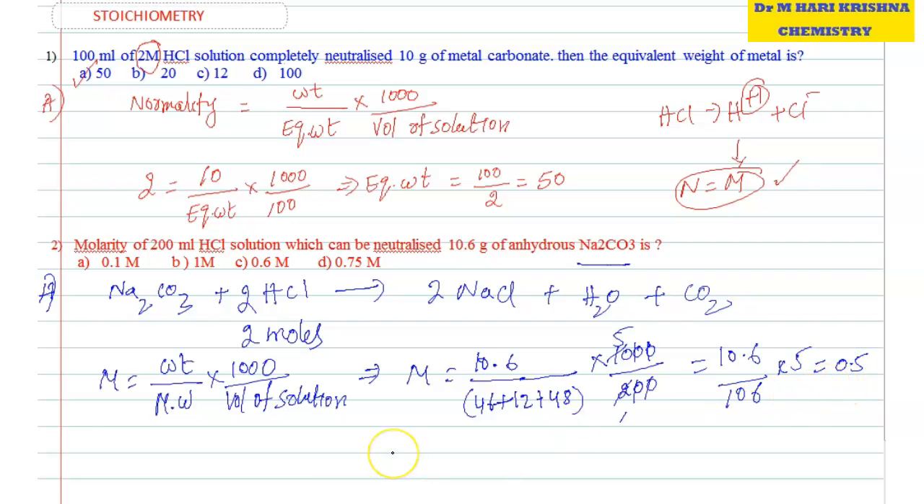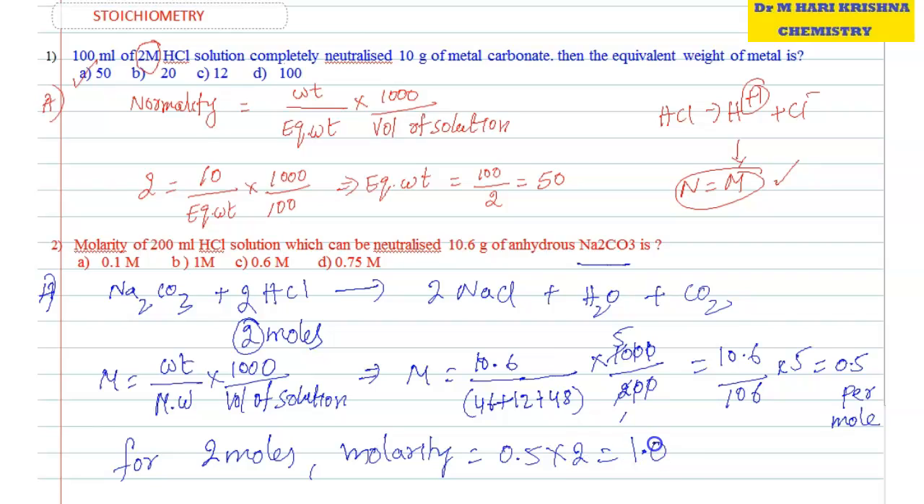So 0.5 molar. Actually this is per mole. But we need for 2 moles because 2 moles of HCl is taken. So for 2 moles, for 1 mole 0.5, for 2 moles 0.5 into 2 is 1.0 molar. So the answer is option B. Option B is the correct answer.